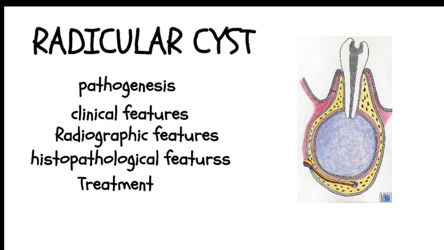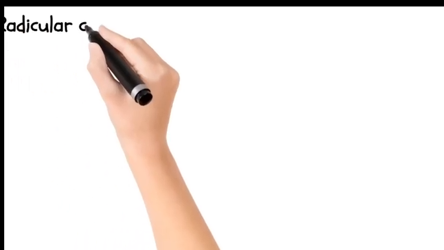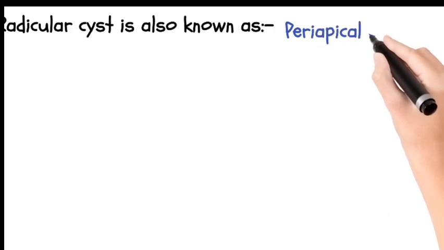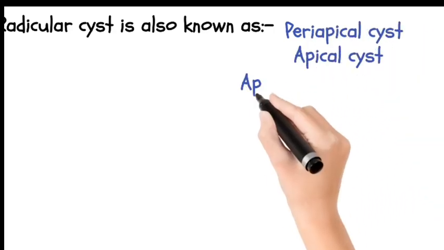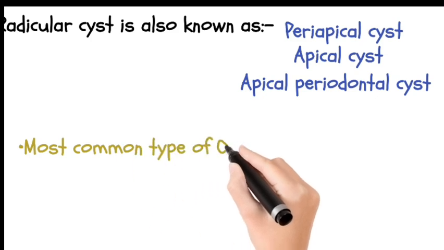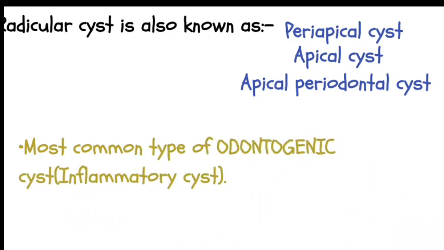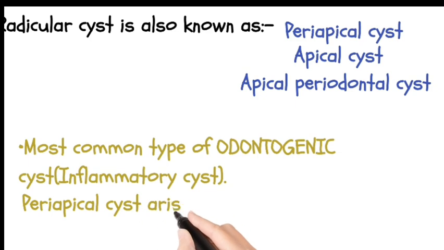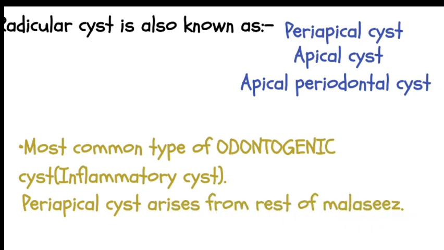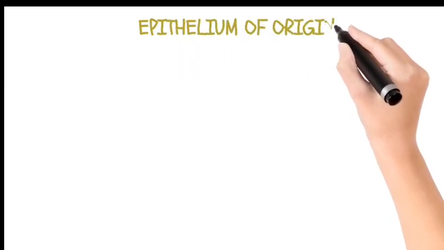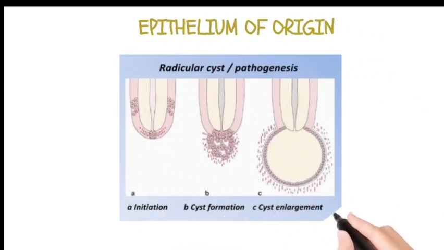The radicular cyst can also come as a 5-mark short note or 15-mark long note in university exams. The radicular cyst is also known as periapical cyst, apical cyst, or the apical periodontal cyst. It is the most common type of odontogenic cyst and it is a type of inflammatory cyst. The periapical cyst arises from the rests of Malassez. The question in the university exam can also come as a periapical cyst, so don't be confused. Or in viva, it can be asked the origin of the periapical cyst, that is from rests of Malassez. Now we will discuss the pathogenesis, that is the epithelium of origin.